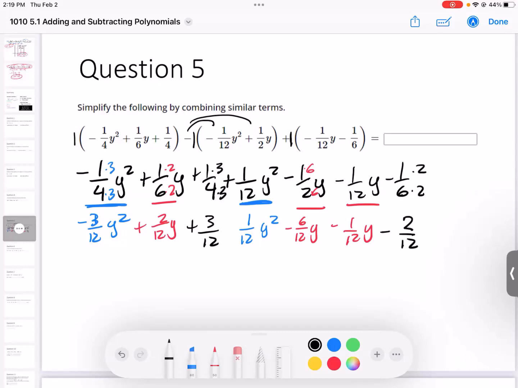Now, in this case, all of the denominators ended up being 12s, but they don't necessarily have to be, because the only things you're adding together are like the y squareds and then the y's and the constants. So if this had been 1/4 instead of 1/12, you wouldn't have had to change these to be 12s because they would have already had common denominators.